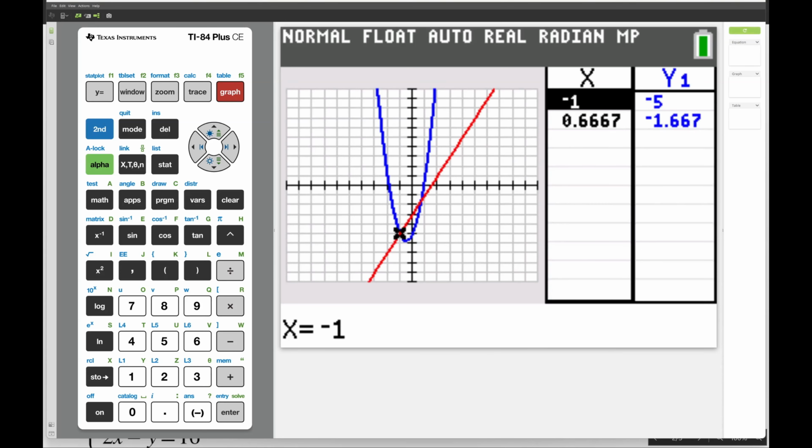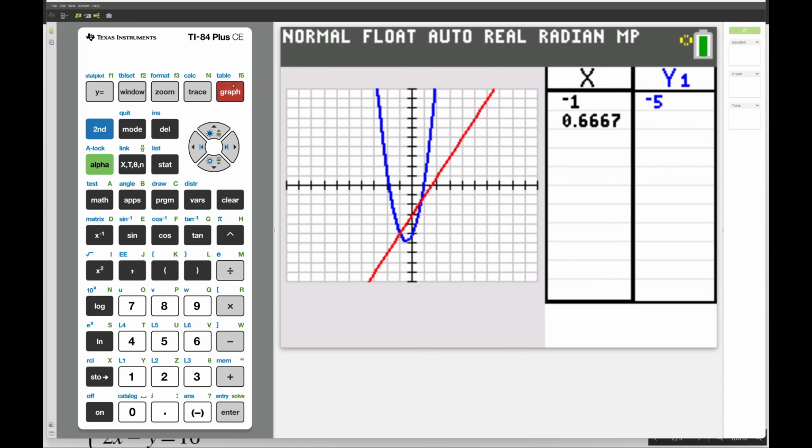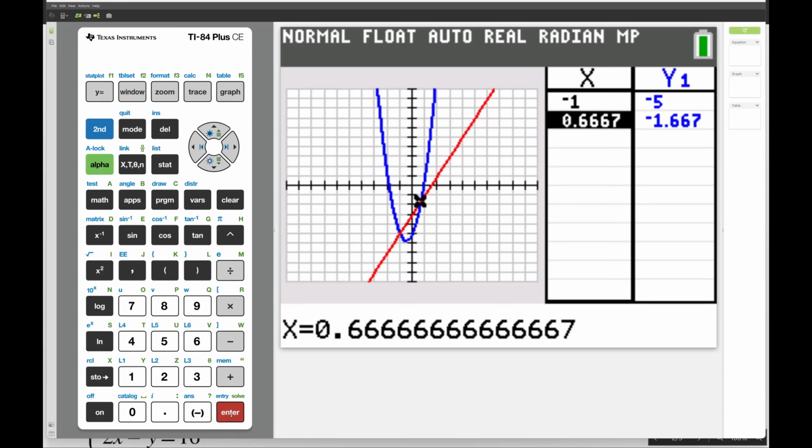All right, so I can see that I do have this point right here. Looks like they're crossing at negative 1, negative 5. All right, I have another point of intersection here, but I'm not quite sure. So I'm going to choose to plug in my own numbers in my calculator. All right, second window, make sure the independent is on ask. And then I'm going to go to my table, and I've already plugged these in, but I'm going to plug them in now. So negative 1, press enter, and I got -5 as an outcome.